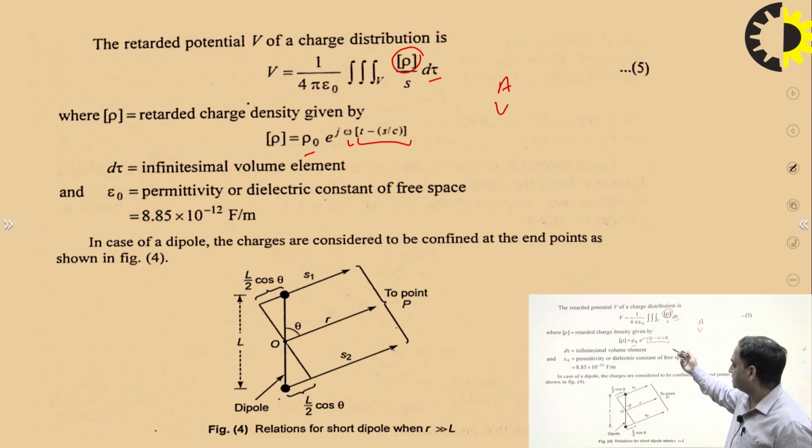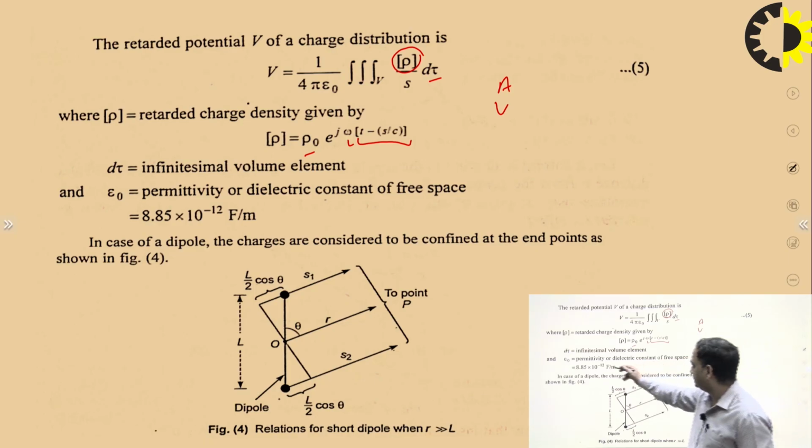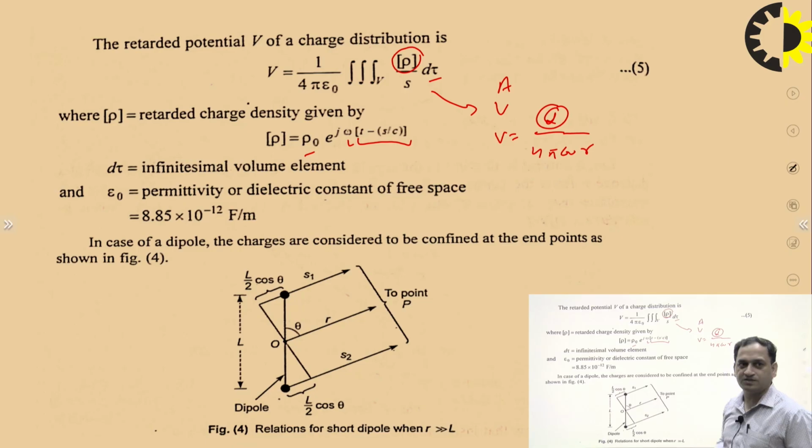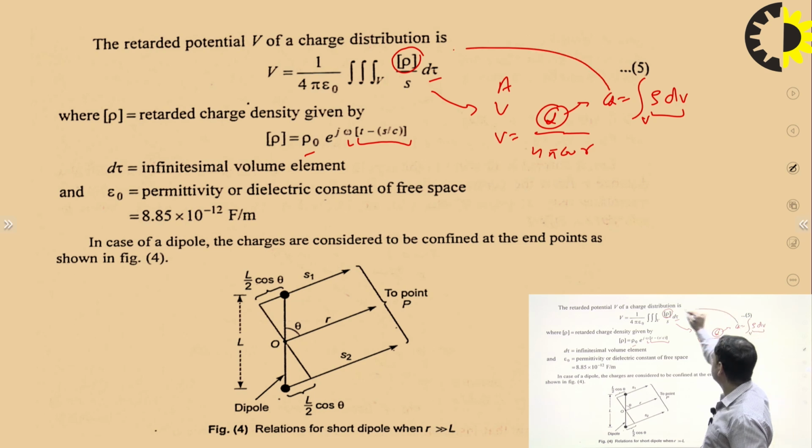I don't think there is any issue with that. How are we getting this? Basically, we know the formula that V is equal to Q upon 4 pi epsilon naught r. This is for only one point charge. Now, if we have a charge density in place of Q, how can we represent it? We can represent this charge as rho into dV. So what we have done is just put rho dV in place of Q.